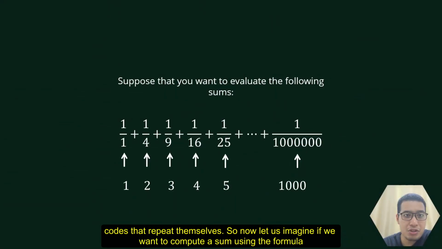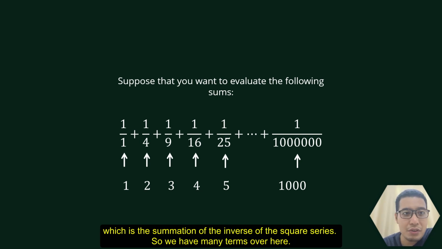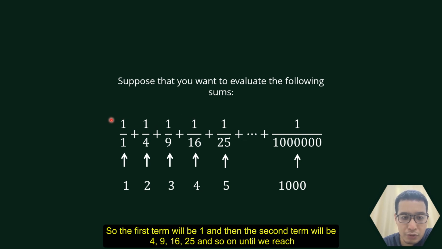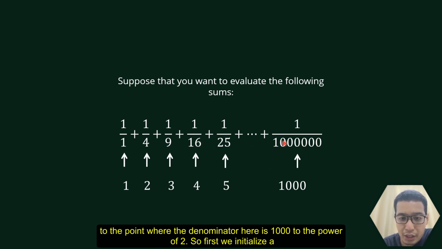So now let us imagine we want to compute a sum using the formula, which is the summation of the inverse of the square series. We have many terms here. The first term will be 1, and then the second term will be 4, 9, 16, 25, and so on, until we reach the point where the denominator is 1000 to the power of 2.